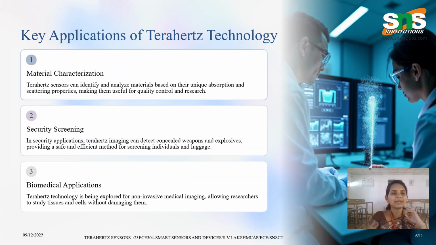Key applications: material characterization. When we talk about the aerospace domain, the defects which are not visible, the subsurface defects, would be identified with the help of this terahertz technology. Security screening: this imaging can detect concealed weapons and explosives. This provides a safe and efficient method for screening individuals and luggage. And biomedical applications: non-invasive medical imaging, allowing researchers to study tissues and cells without damaging them. So this also gives medical imaging technology applications.